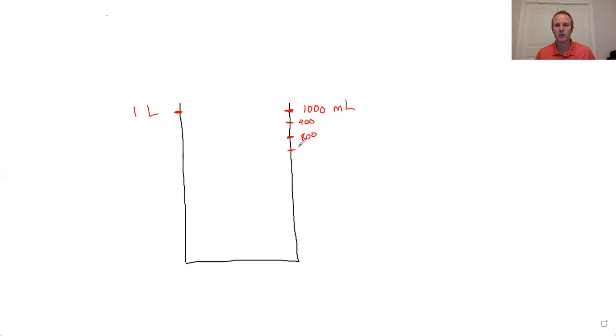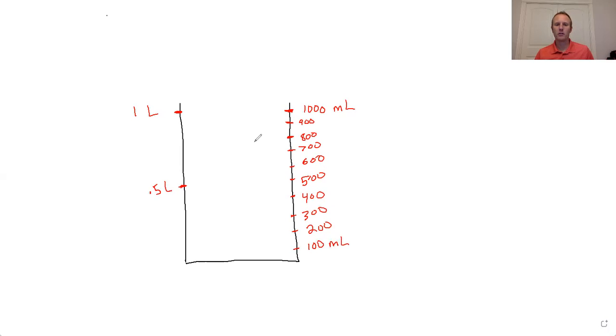800, 700, 600, 500. 500 is halfway to 1,000, so on this side I'll put 0.5 liters. 400, 300, 200, and 100. And on the bottom one, I'll put milliliters again.